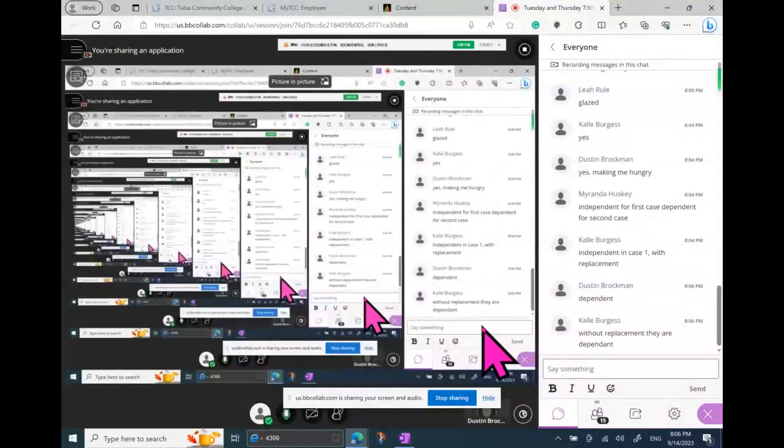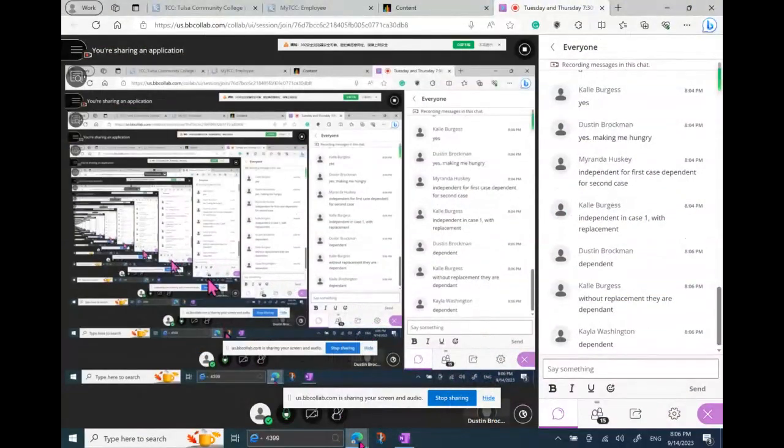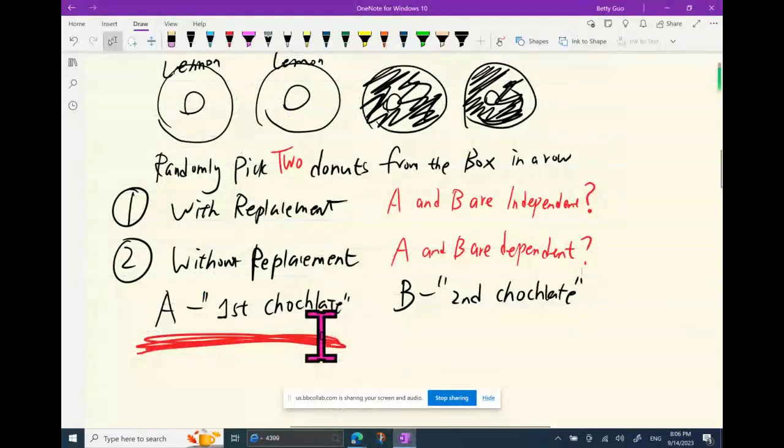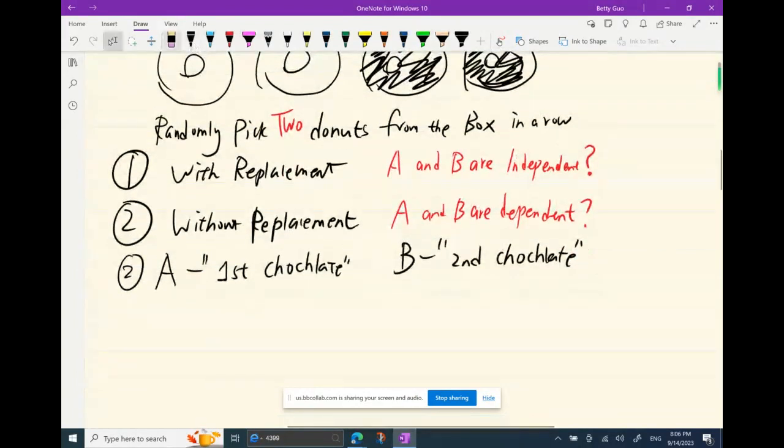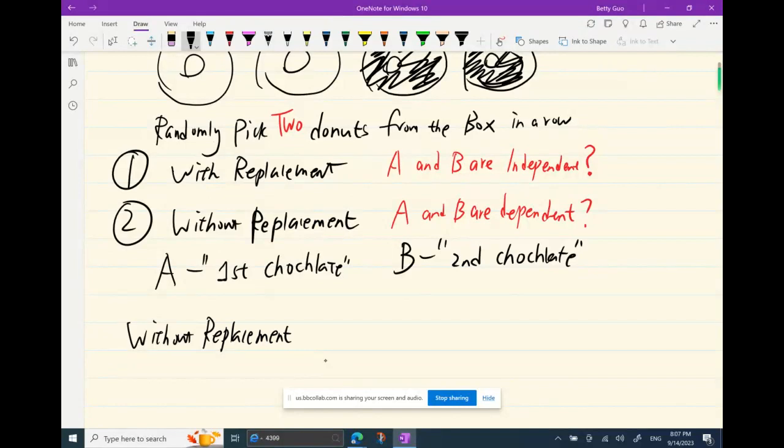Without replacement, they are dependent. Awesome. Yes, exactly. Why? Because if the first time you ate a chocolate... Let me show you this. In case 2, I'm going to do this without replacement. If the first time you got a chocolate, then the chance of getting a second chocolate, let's see what that is.